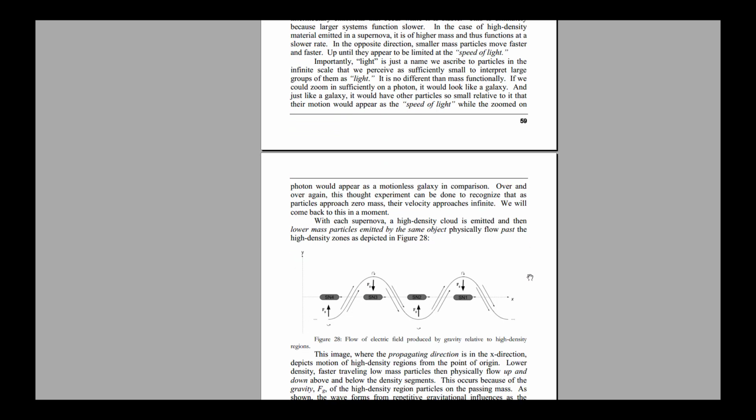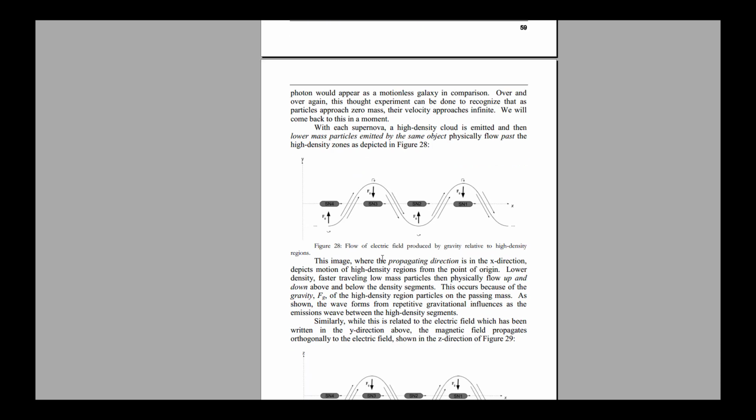With each supernova, a high-density cloud is emitted, and then lower mass particles emitted by the same object physically flow past the high-density zones as depicted in Figure 28. This image, where the propagating direction is in the x direction, depicts motion of high-density regions from the point of origin. Lower density, faster traveling, low-mass particles then physically flow up and down, above and below the density segments. This occurs because of the gravity of the high-density region particles on the passing mass. As shown, the wave forms from repetitive gravitational influences as the emissions weave between the high-density segments.